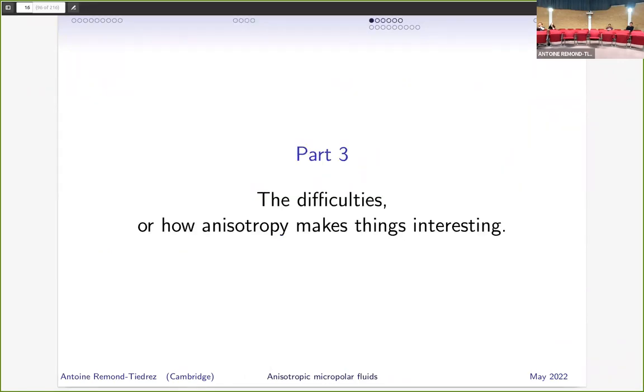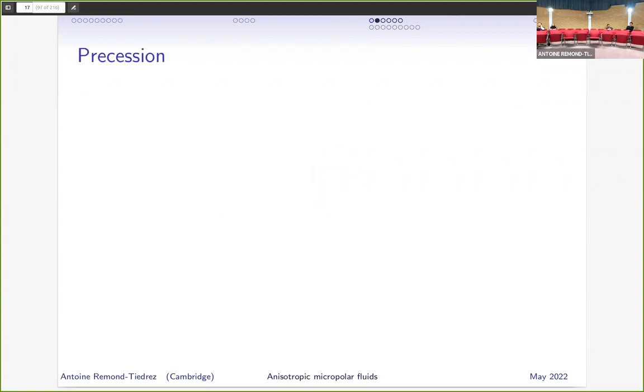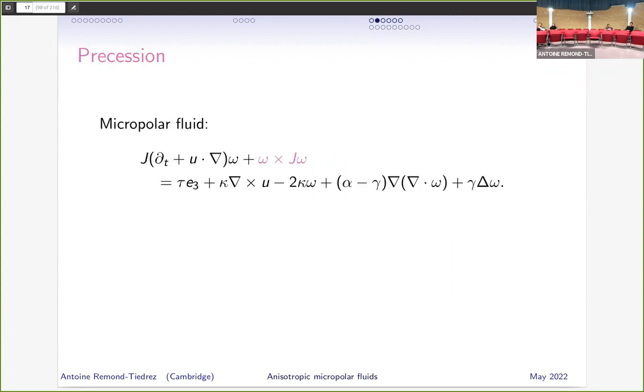So now that we want to study anisotropic micropolar fluids, what is it that they're going to make difficult for us? And physically speaking, what are the interesting things about that? Precession is going to be central to everything. Precession is this little omega cross J omega term. I shouldn't belittle it. This guy is very annoying, so it's very significant.